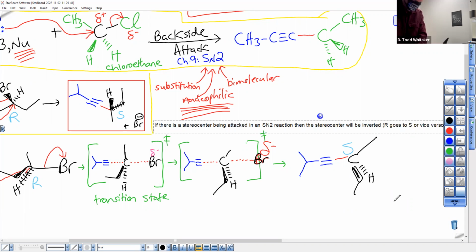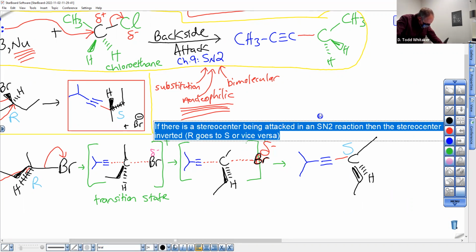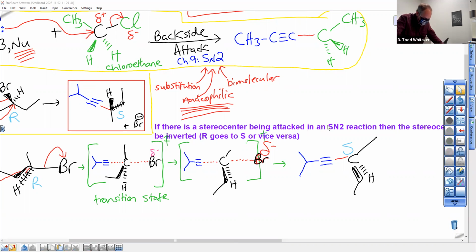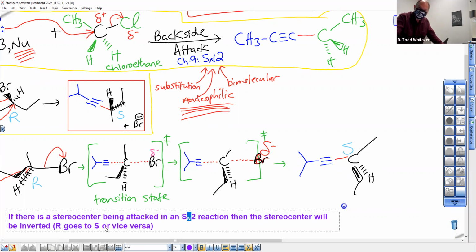What is that? Vice versa. Right there. Parentheses. And not quite profound enough. 24. Bold. Purple. There we go. Am I losing anybody on the vice versa? Because it's not a common expression, except in science we do use it quite a bit. It just means S goes to R, right? Okay. Inverted could be thought of as flipped, whatever you want to call it. If there's an SN2, stereo center gets flipped.